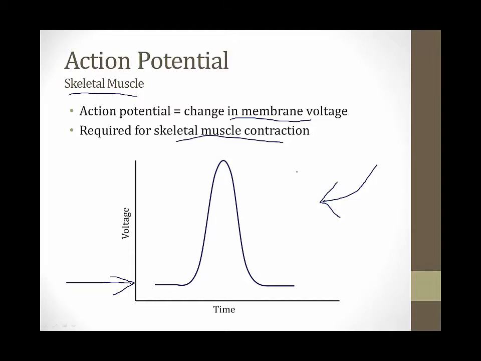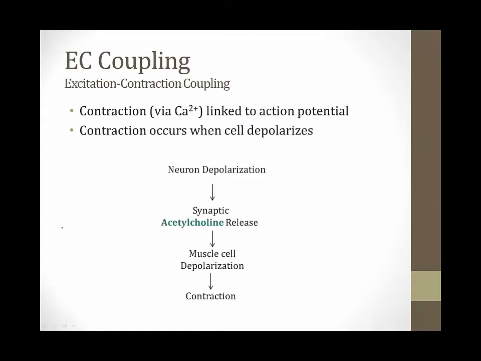And this change in membrane voltage must occur in order for the muscle cell to contract. In other words, if you were monitoring time, you would see the membrane voltage change like this, and then a short time later you would see the muscle tone go up and down. The contraction is linked to the change in membrane voltage or the action potential. And this linkage between contraction and change in voltage is called EC coupling, or excitation-contraction coupling.